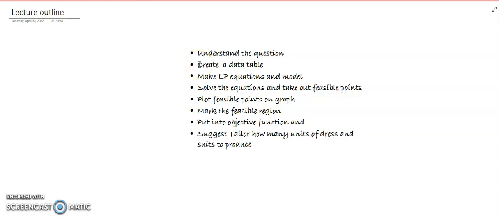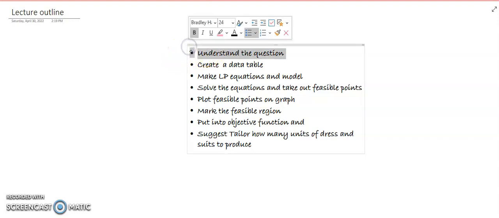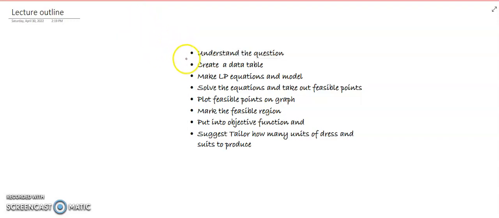First of all, we will start with understanding the question, which is a necessary step in any problem solving situation in this subject. Then we will create a data table from understanding the question. Third, we will make the LP equations, linear programming equations, and we will create a model which will consist of the equations as well as the objective function that we will derive from the question. So altogether, when we include both equations and objective function, a model will be created of a particular company.